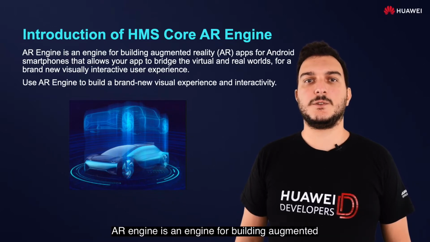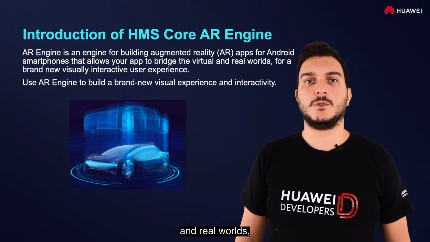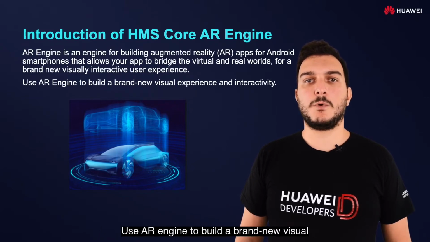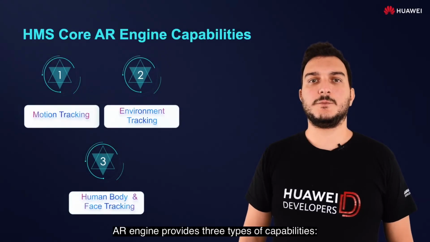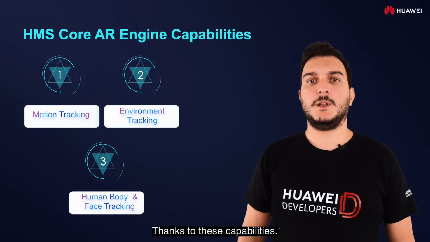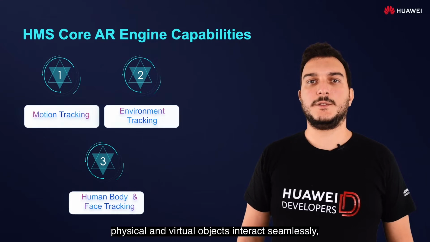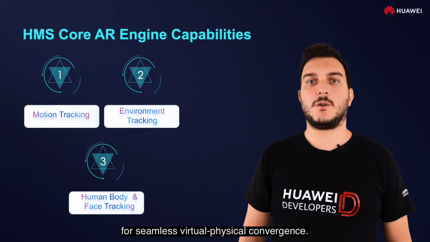AR Engine is an engine for building augmented reality apps for Android smartphones that allows your app to bridge the virtual and real worlds for a brand new visually interactive user experience. Use AR Engine to build a brand new visual experience and interactivity. Currently, AR Engine provides three types of capabilities. Thanks to these capabilities, AR Engine is able to better perceive real-world environments in building a hybrid world in which physical and virtual objects interact seamlessly, and enable your app to provide for seamless virtual-physical convergence.